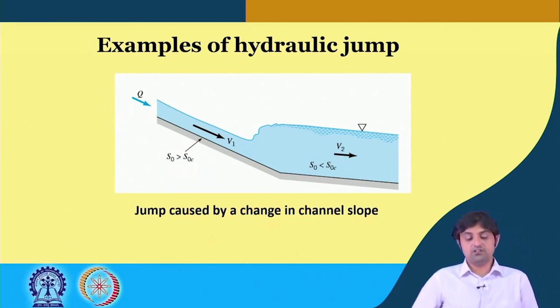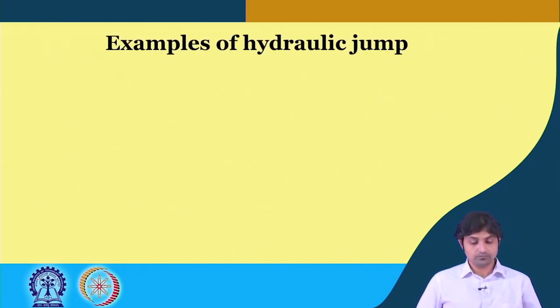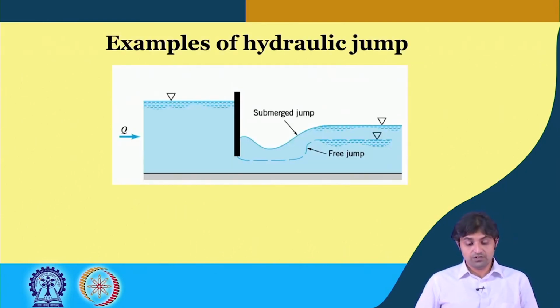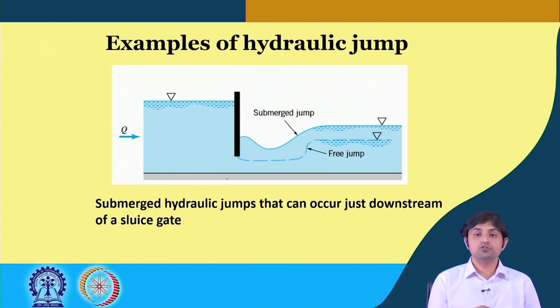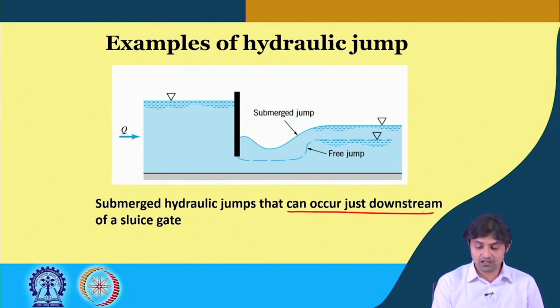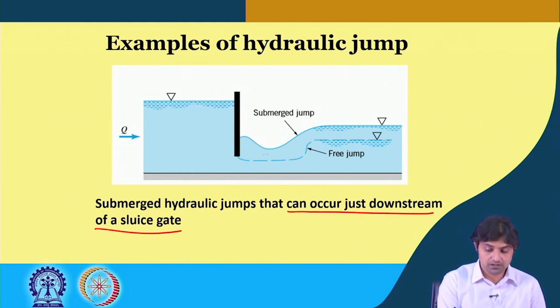So, as I said, this is a jump which is caused by a change in the channel slope. This is the submerged hydraulic jump that can occur downstream of a sluice gate. Depending upon the flow conditions, many things will depend upon the velocity and other factors, but this can occur just downstream of a sluice gate.